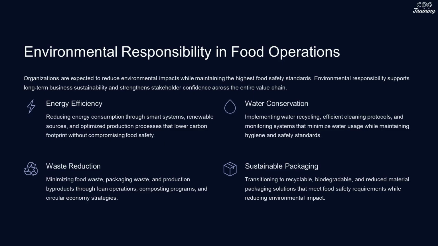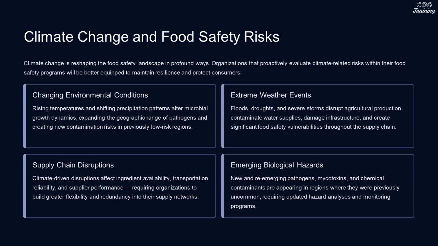Organizations are expected to reduce environmental impacts while maintaining food safety standards. This includes energy efficiency, water conservation, waste reduction, and sustainable packaging. Climate change is reshaping food safety, requiring organizations to evaluate climate-related risks and adapt their safety programs accordingly.